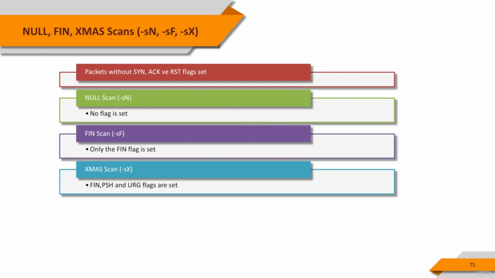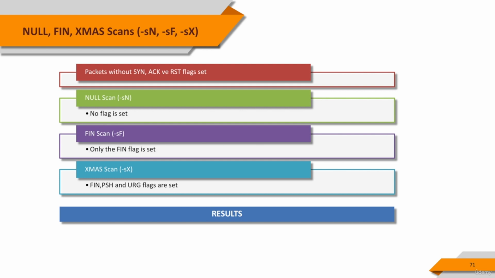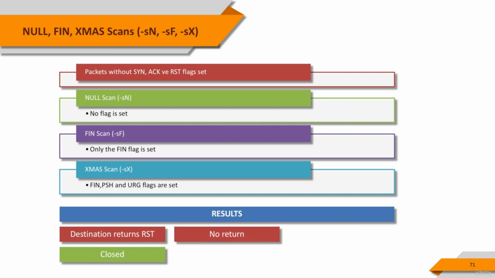There are 2 rules defined in RFC standards about such packets. The first rule is, if the destination port state is closed, an incoming segment not containing a RST causes a RST to be sent in response. The second rule is, packets sent to open ports without the SYN, RST, or ACK bits set are dropped. These 3 scan types are exactly the same in behavior except for the TCP flags set in probe packets. If a RST packet is received, the port is considered closed, while no response means it is open or filtered.